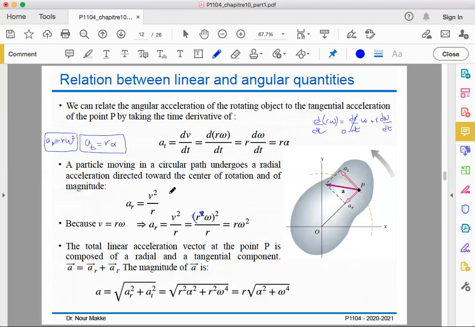So the total linear acceleration vector for a given particle described by the point P is composed of both radial and tangential components. The magnitude of a is then given by the square root of a_r squared plus a_t squared. So it's the square root of r squared omega to the power 4 for a_r squared plus r squared alpha squared for a_t squared. If we take r squared in common and get it out of the square root, we end up with r multiplied by the square root of alpha squared plus omega to the power 4. So this is it for the relation between the linear and the angular quantities.